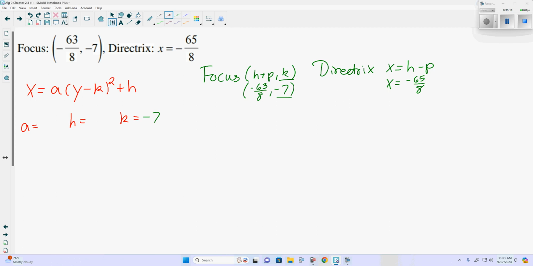Now the focus tells us that h plus p is negative 63/8. The directrix tells us that h minus p is negative 65/8. We have a system. We have a system of equations that we have to solve.